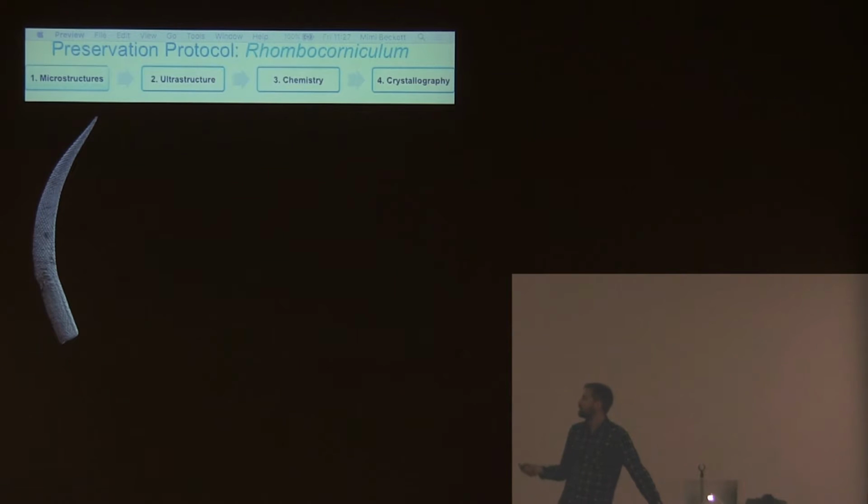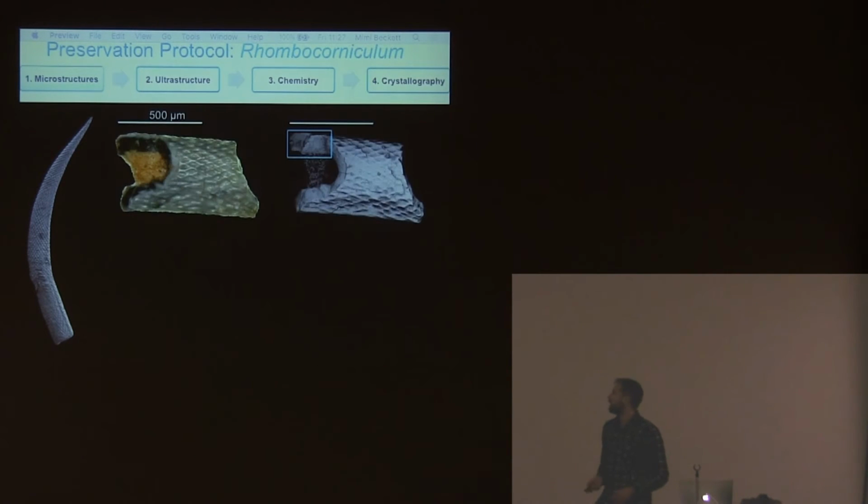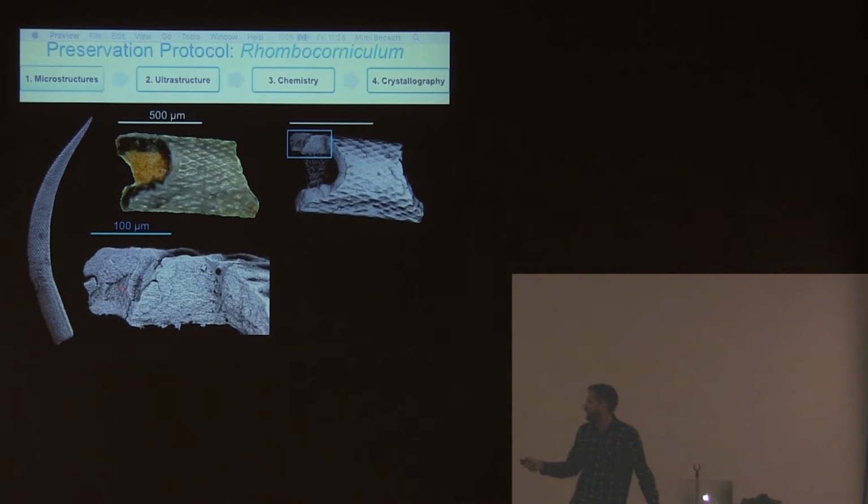To take another specimen at the microstructure scale, a thing called Rhombocorniculum. It's a weird spine-shaped microfossil, thought to be primarily phosphatic, and it's composed of a net-like cross-section. So take a cross-section across here, it has a net-like or mesh-like appearance, and when you look at it in that orientation, you find effectively pillars of phosphate separating these net-like holes, or these more porous areas.